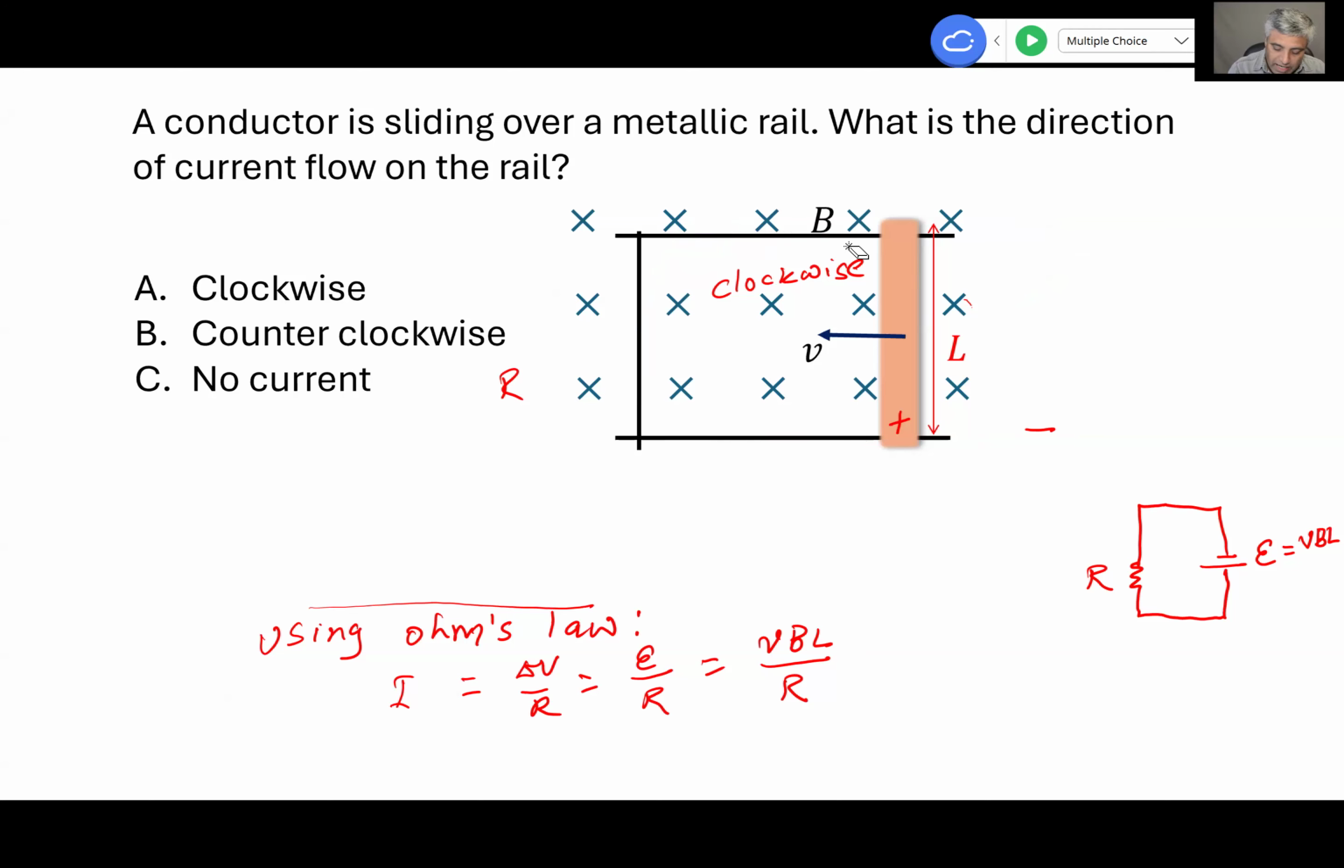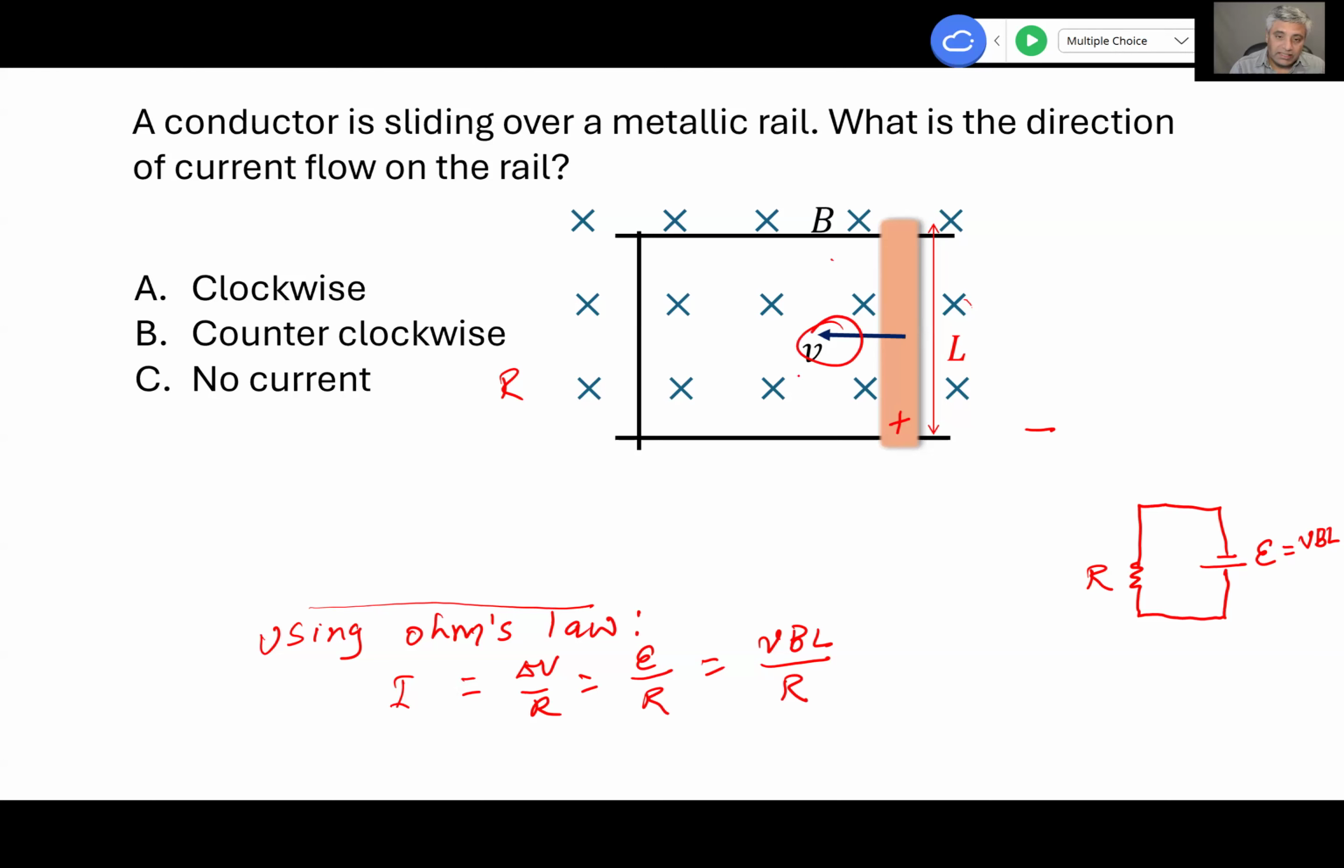Do you want to practice? Line up your four fingers in the direction of V, and keep the palm down so that you can curl down, because the field is going into the page. Cross means into the page.